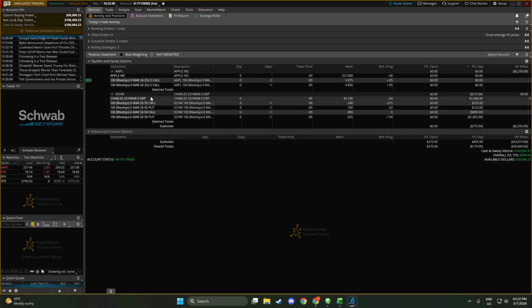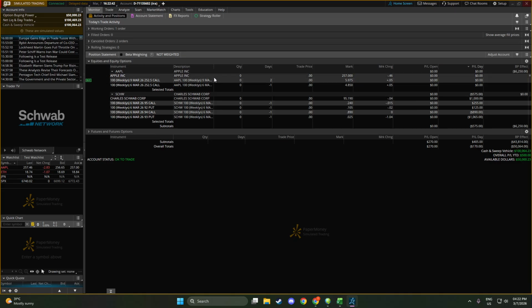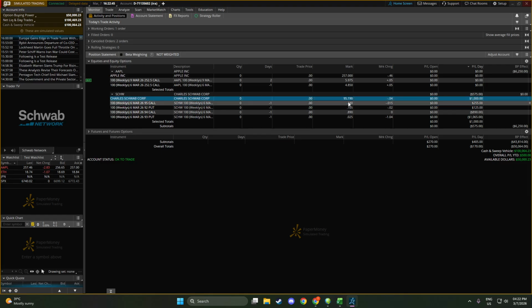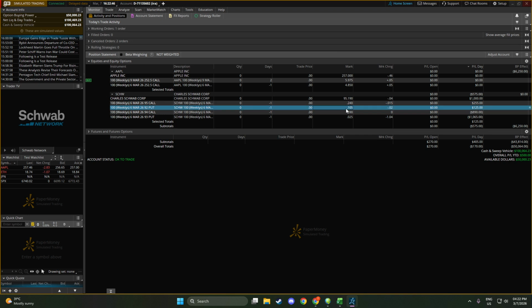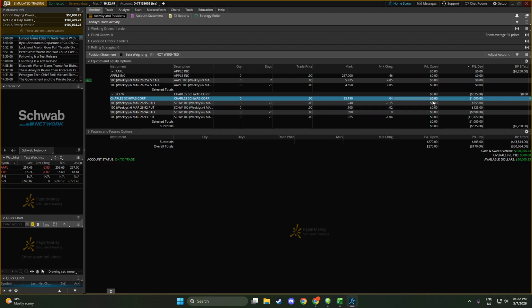Trade price is your entry price, essentially what you paid or received when you opened the trade. Mark is the current market price, and it's what Thinkorswim uses to calculate live profit and loss. PL Open shows your total unrealized profit or loss since you opened the position, and PL Day shows how much you're up or down today only. If the numbers jump around a bit, that's normal. Mark is dynamic and updates with the market.